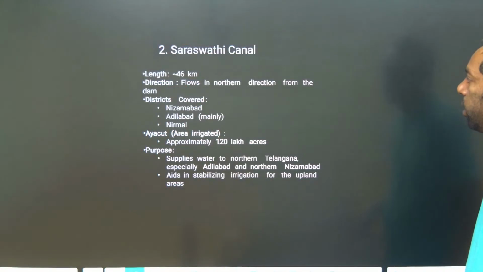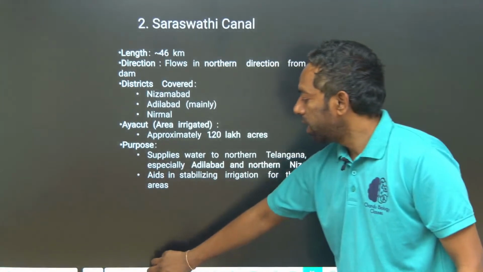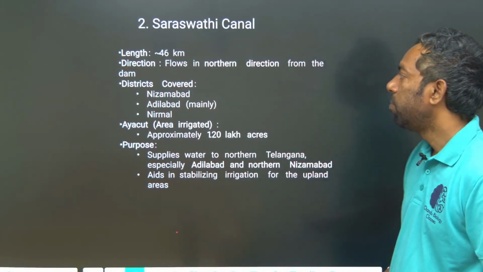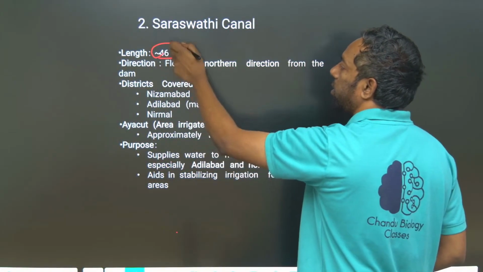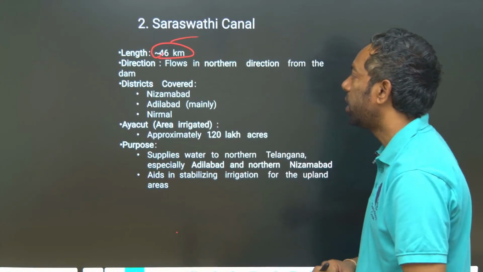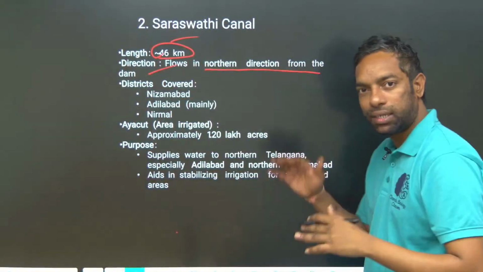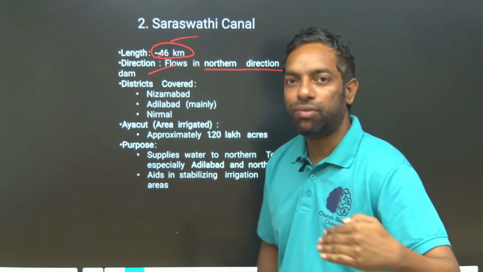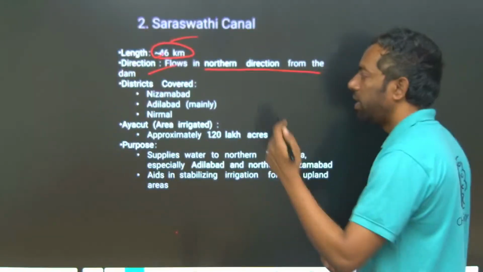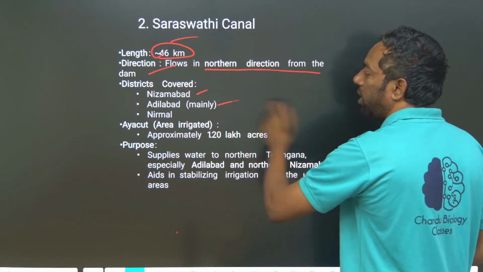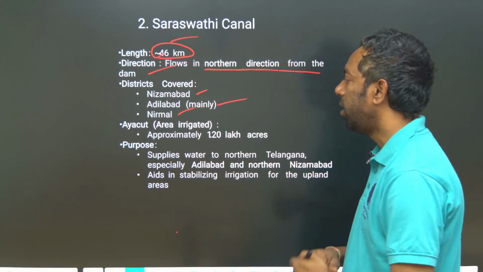And the next, Saraswati canal on the SRSP project. This is about 46 kilometers. The Saraswati canal flows to the northern districts from the dam in the north direction, while Kakatiya is the south direction. Saraswati is the north direction. It covers Nizamabad, Adilabad and Nirmal.